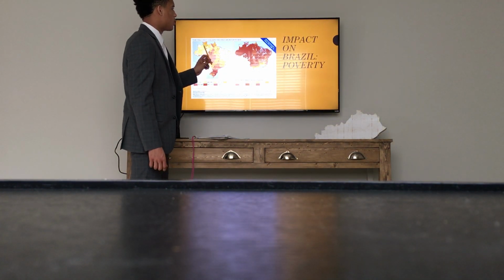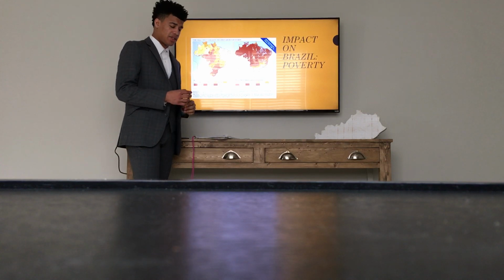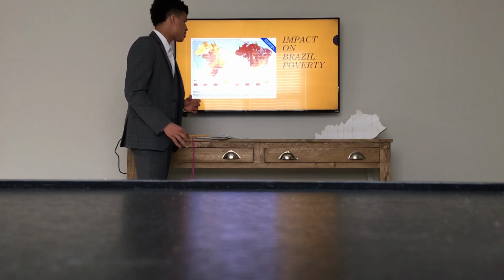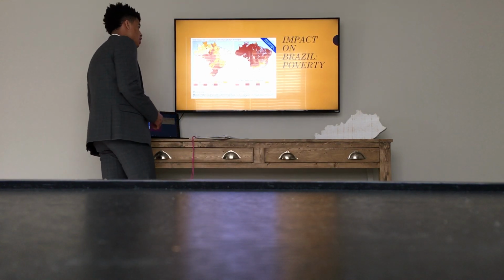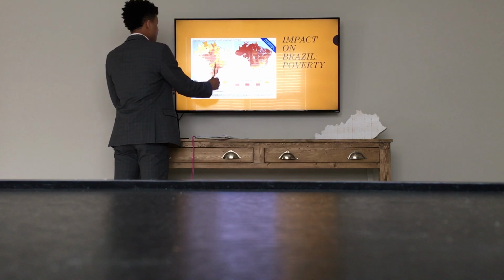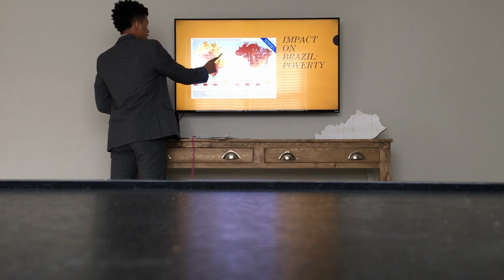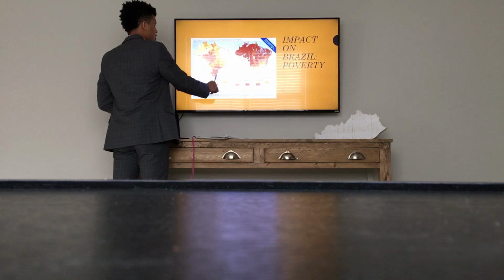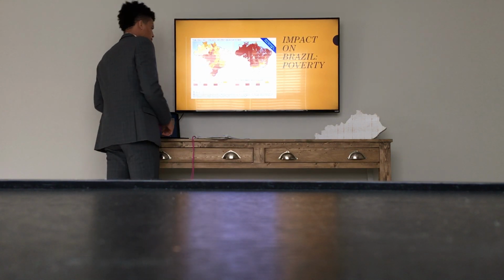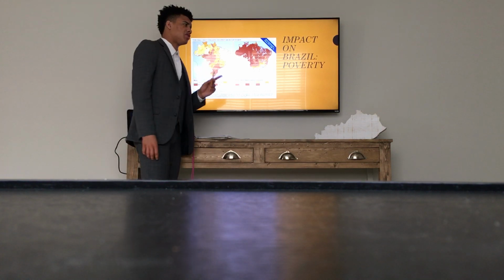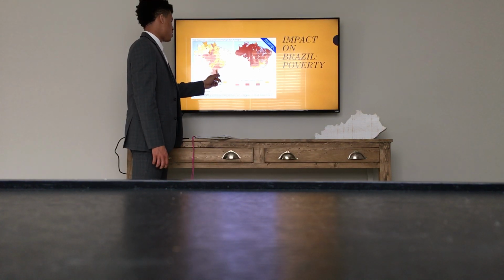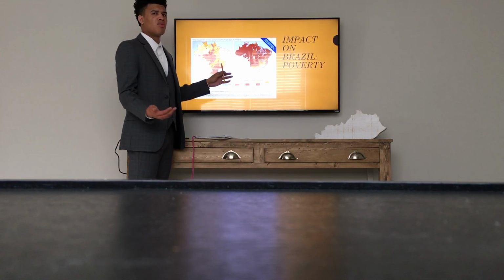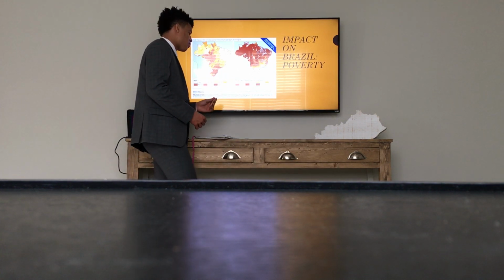Now we're talking about poverty, and I thought this was interesting to look at when I was researching. On this side, you have the median income, and as you can see, the lighter shades are the lower income, and the darker shades are the higher income. We're looking at Rio de Janeiro and Sao Paulo, up in here. As I said before, more of the wealthier places.